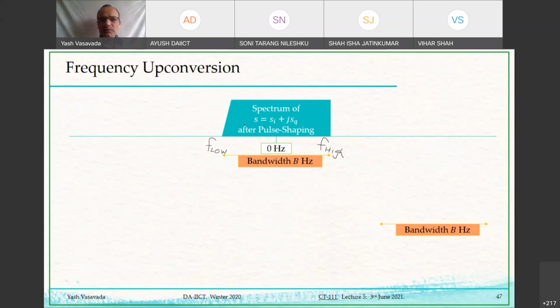Forget about this pulse shaping. In order to be exact, I have to use this terminology which we haven't defined yet. So no, don't worry about it.